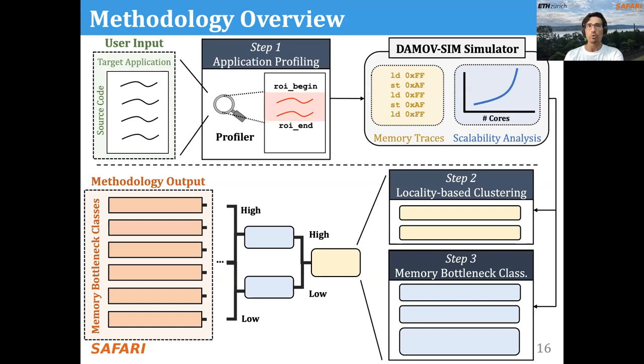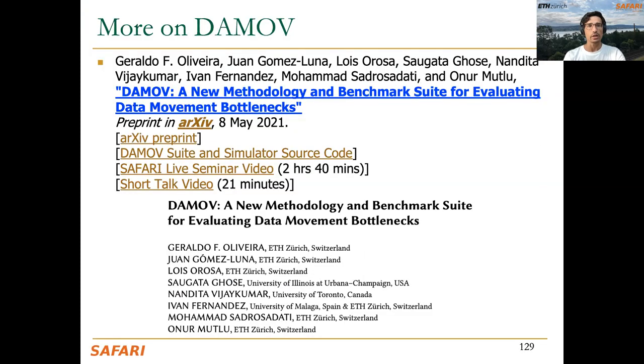Remember that DAMOV is a methodology with three steps where we perform profiling, locality-based clustering, and then we classify the different memory bottlenecks based on the metrics that we obtain from the DAMOV tool, or DAMOV simulator, that is publicly available as well, and a very good tool for further processing-in-memory studies. So here in this slide, you can find a link to the paper and also a link to the repository.